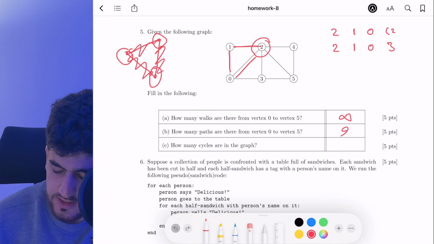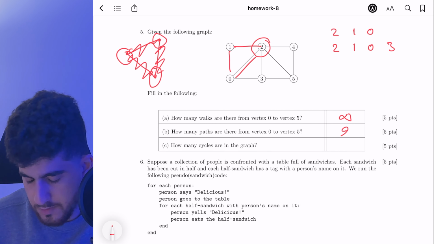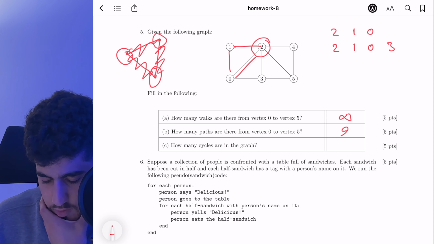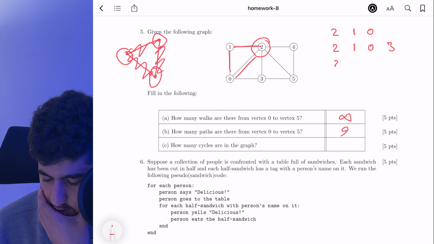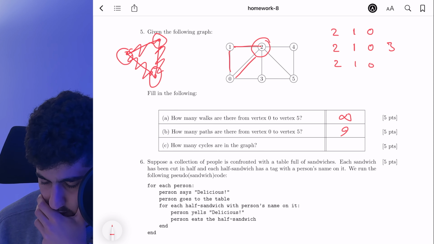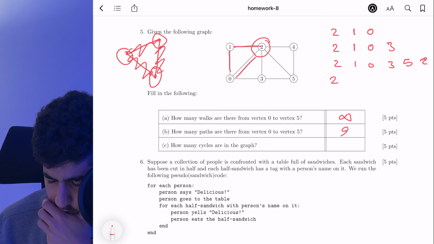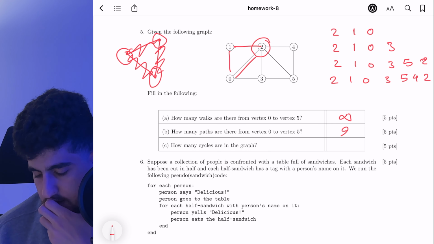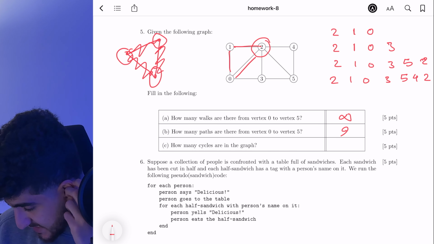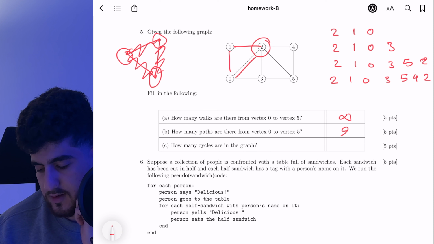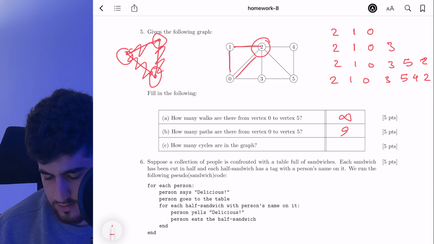So I won't add that. But anyway, the next one is 2, 1, 0, 3, 5, and then from 5 I can go to 2. The next one is 2, 1, 0, 3, 5, 4, and 2. Okay, so it seems like there are all the walks with 2, 1.